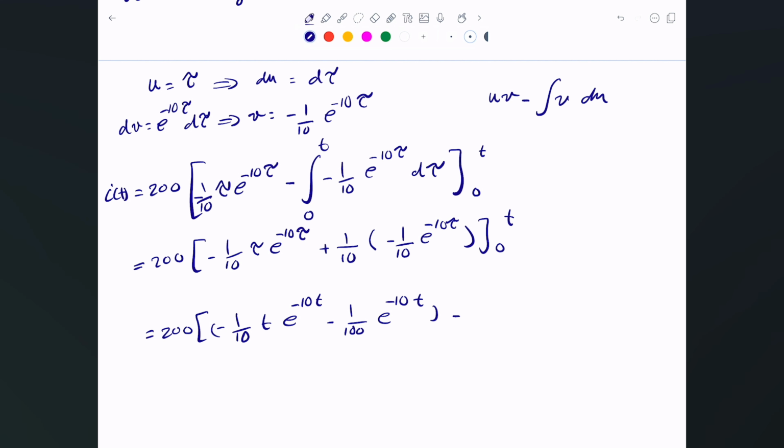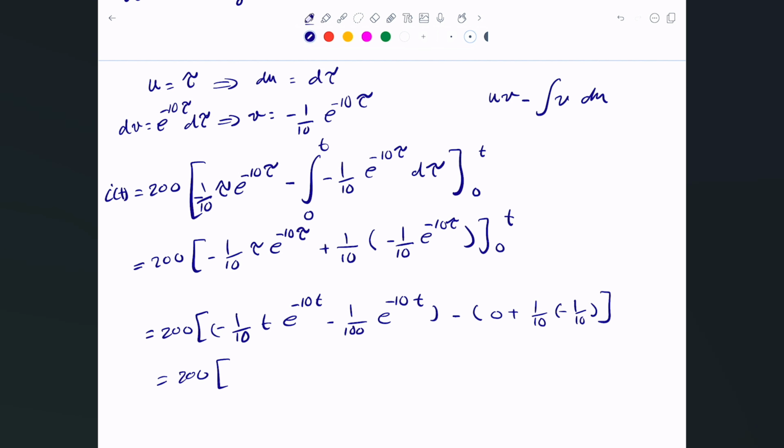Okay, and then here minus, well, this will be 0. Plus, I believe 1 divided by 10 times 1 divided by negative 10 here, e to the power 0, which is just 1. Okay, we substitute that here. I believe now we have 200.